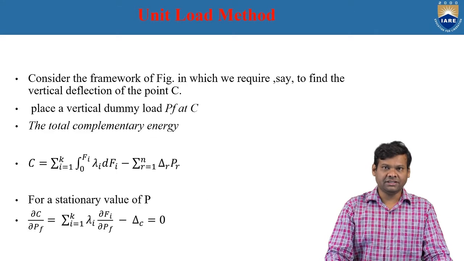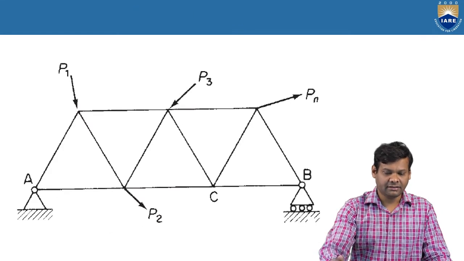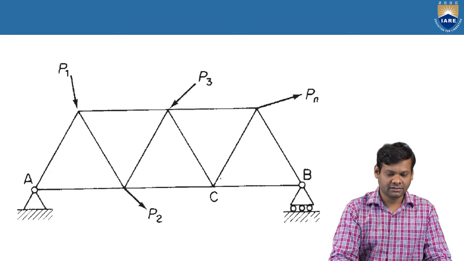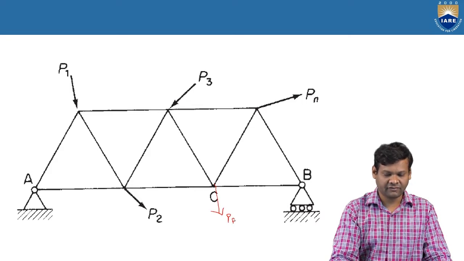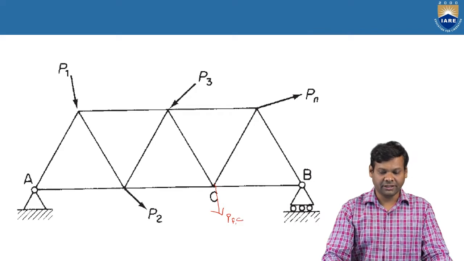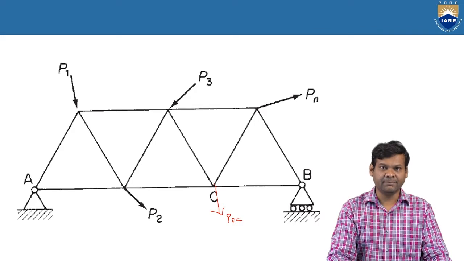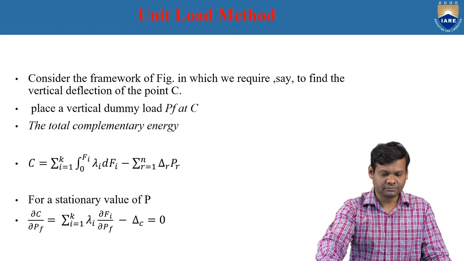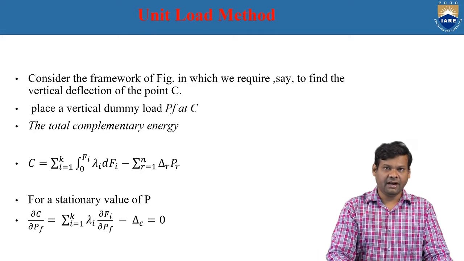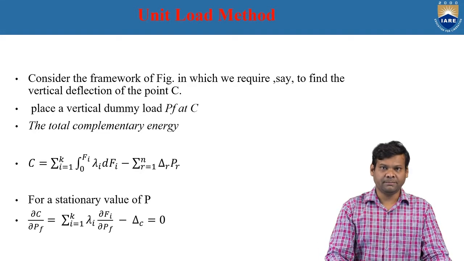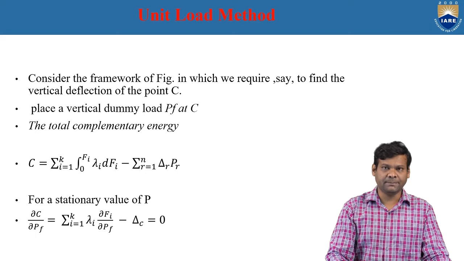Now what we do is place a load at point C of magnitude P_F, C. This is called a dummy load. And after placing this load P_FC, or simply P_F, we write the complementary energy.